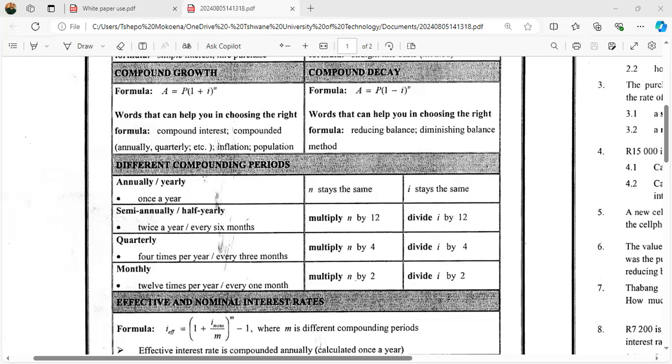So your n stays the same, or we can say we multiply your n by 1 in this equation of compound growth. We multiply n by 1, and then your I stays the same, or you can say you multiply your I by 1 as well.